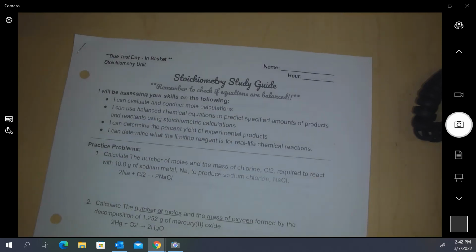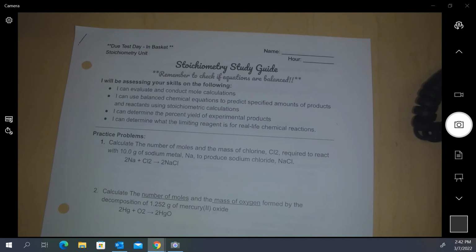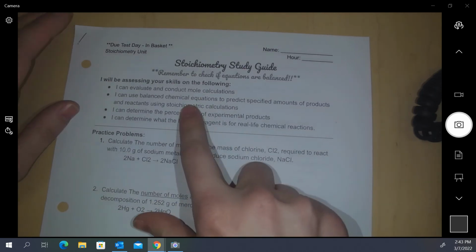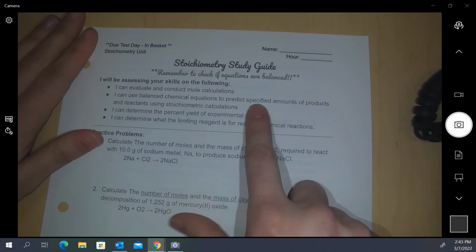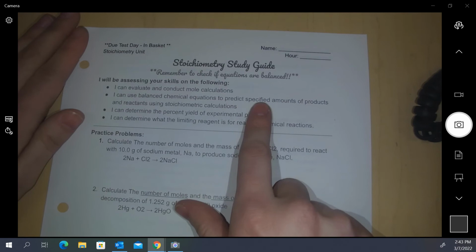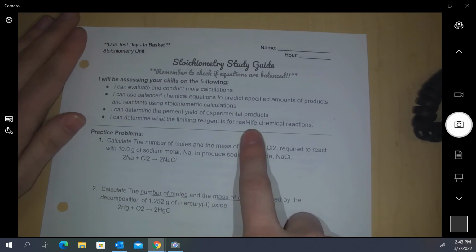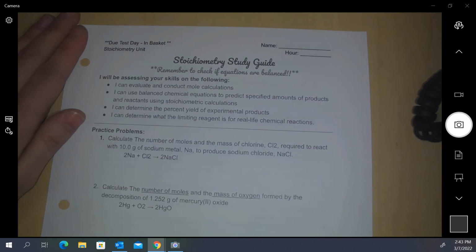Okay. So looking at the study guide, I am assessing your skills on the following. Those are your learning targets or your power standards for this whole unit. Evaluate and conduct mole calculations. Use balanced chemical equations to predict specified amounts of products and reactions. That's going to be like making your theoretical yield. Determine percent yield and determine the limiting reagent for real-life chemical reactions.